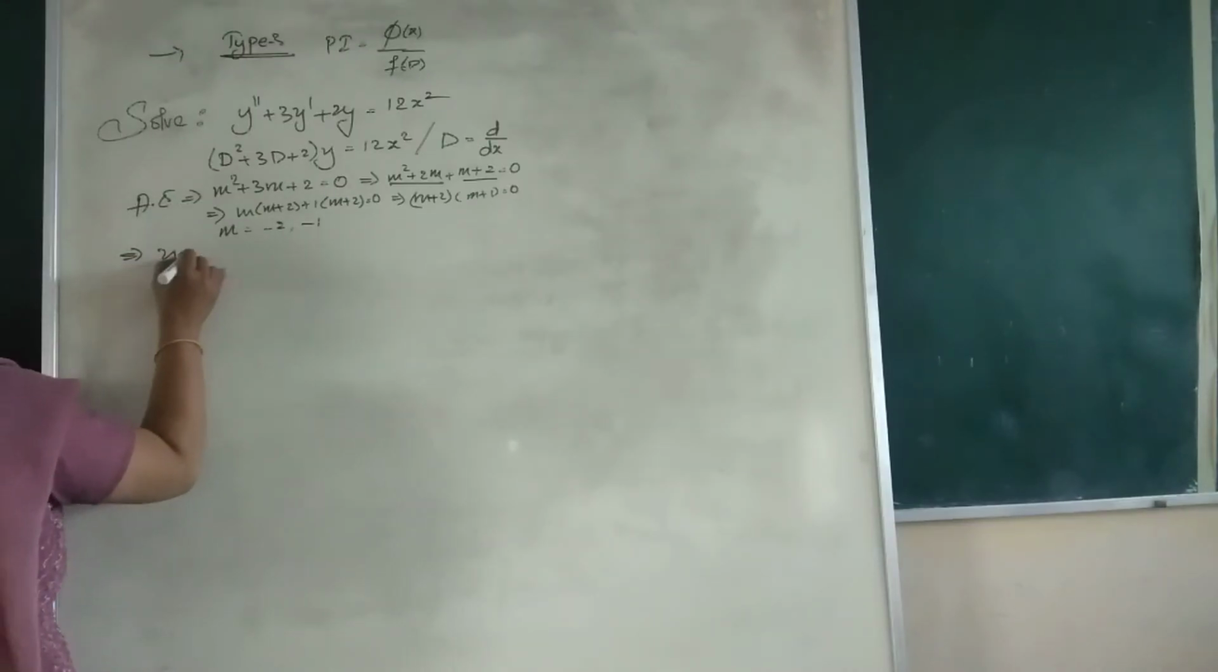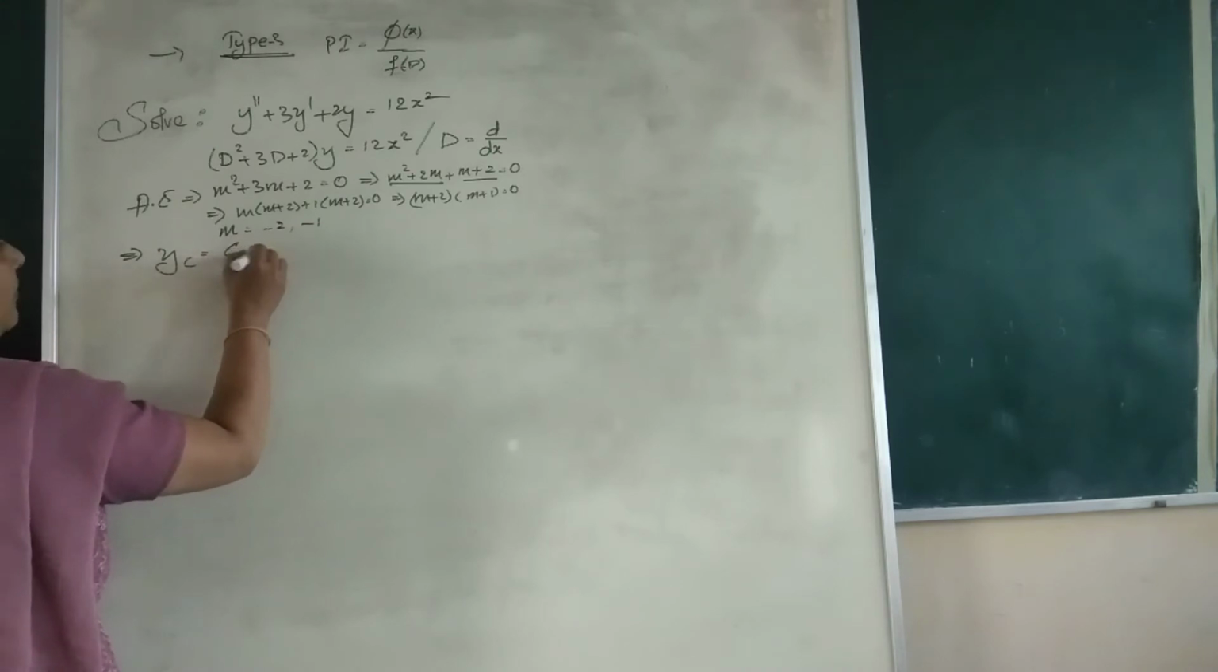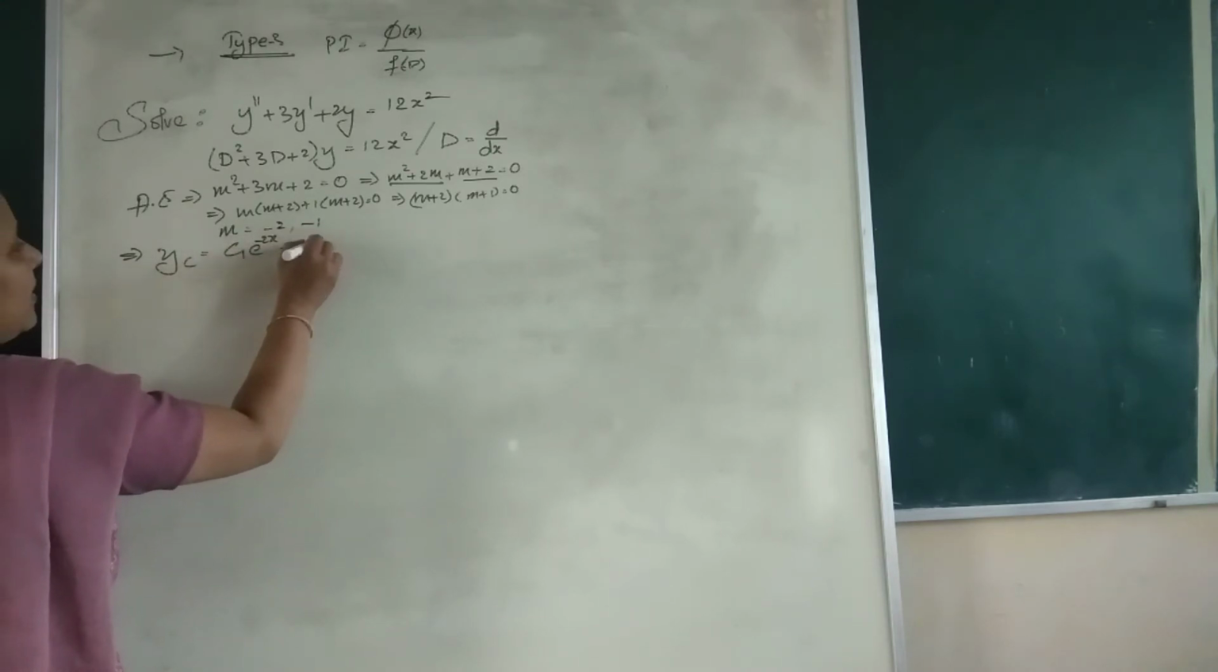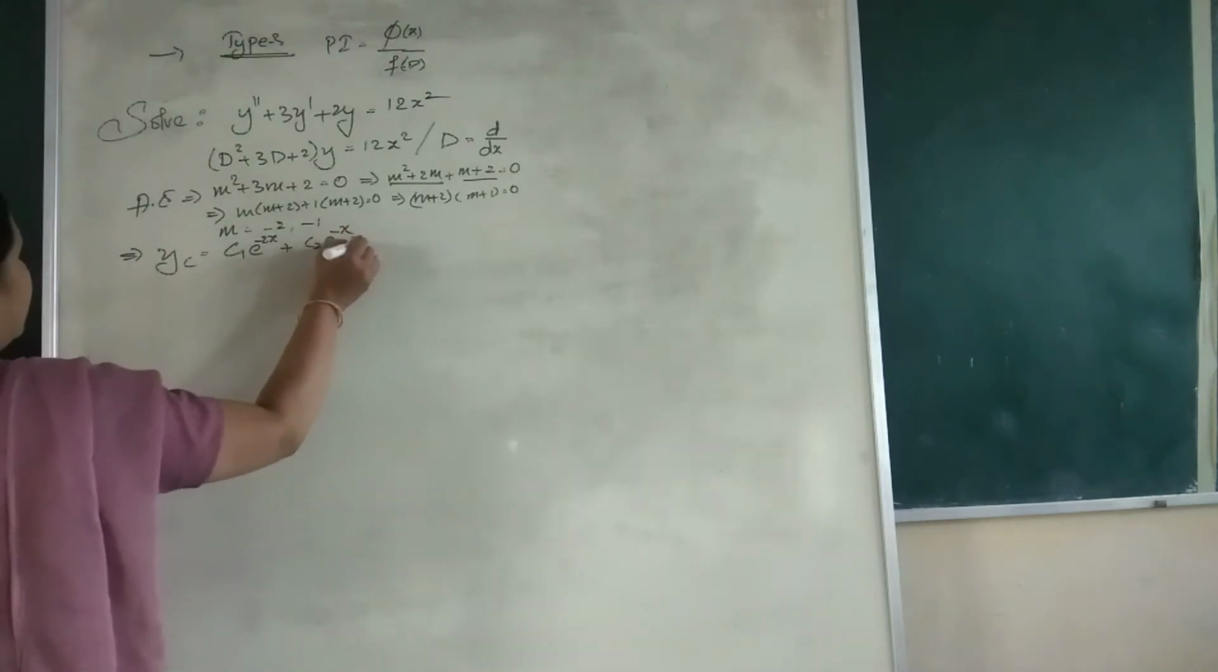This implies the complementary function yc is given by, these being distinct roots, c1 e to the power minus 2x plus c2 e to the power minus x. So this is the first part of our solution.